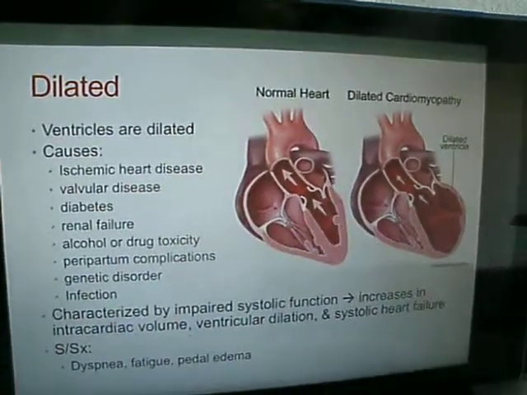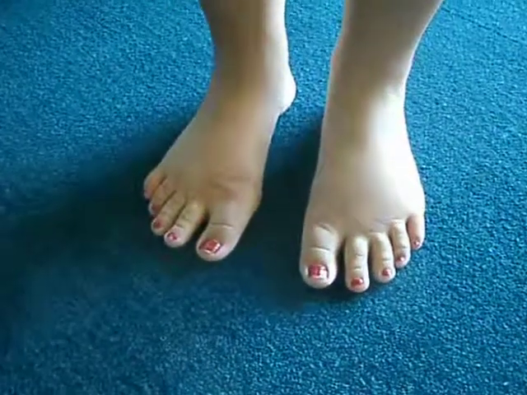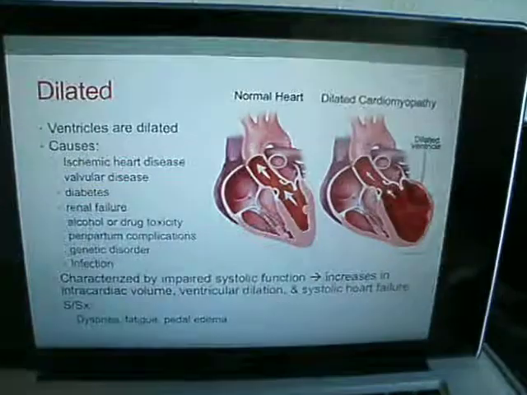And pedal edema is actually pretty similar to something I have, which is lymphedema. And they kind of both look like this. This is kind of what your feet might look like, a little bit more swollen. So that's the idea behind pedal edema.